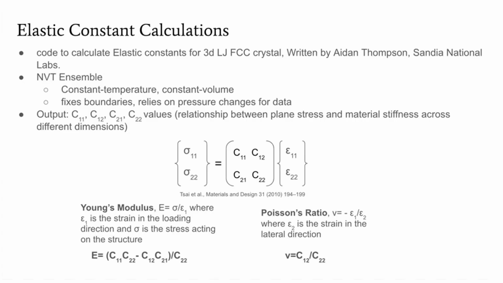So for the elastic constant calculations, I used a code developed by Aidan Thompson of Sandia National Labs and tailored it to my specific material. So it utilized an NVT ensemble in a temperature of 0. And I was able to output the values shown in this material stiffness matrix that allowed for the calculations of Young's modulus, which is a measure of stress versus strain, as I'm sure you know, and Poisson's ratio, which is a measure of the relationship between strain in the loading direction and strain in the lateral direction.